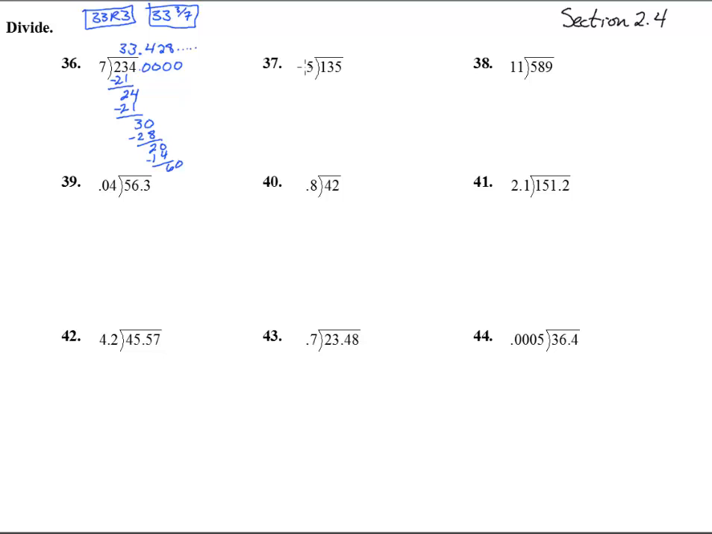Number 37. 5 goes into 13 2 times. 2 times 5 is 10. Subtract, and we get 35. 5 goes into 35 7 times. So that's it, 27 on that one. No need to round or anything.